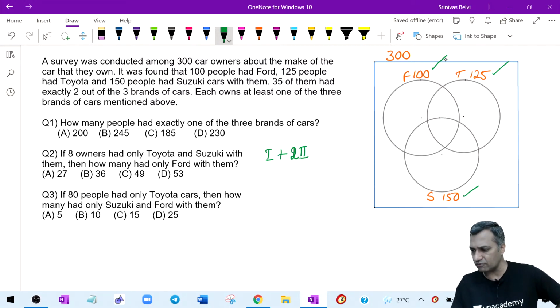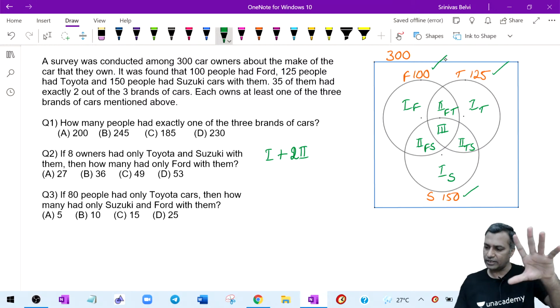Where are the regions of 2s? This is a region of 2, this is a region of 2, and this is a region of 2. Of course, the configurations are different: Ford with Toyota, Toyota with Suzuki, Ford with Suzuki. This is a region of 1, this is also a region of 1, and this is also a region of 1. What is the region of 1 here? Only Ford, those who own only Toyota, those who own only Suzuki. Naturally, this is all three. Fine, so we have it.